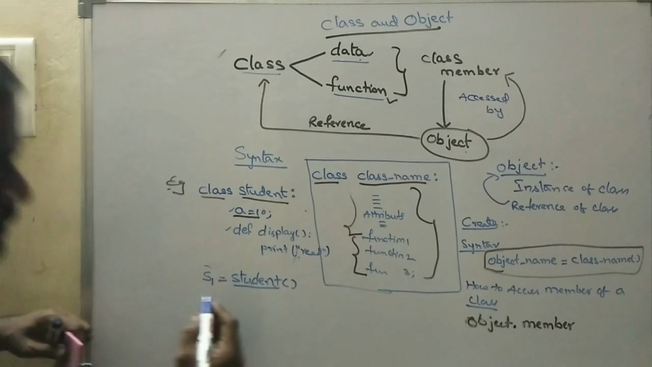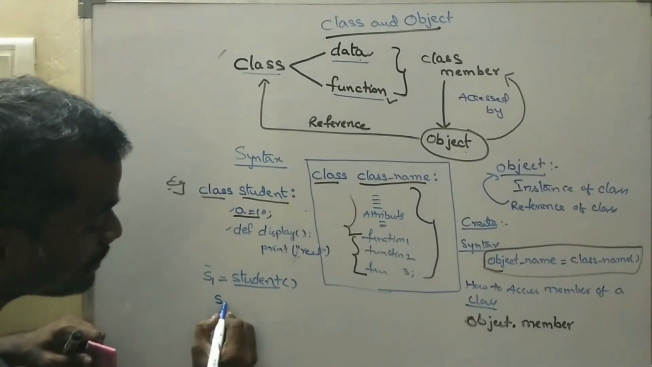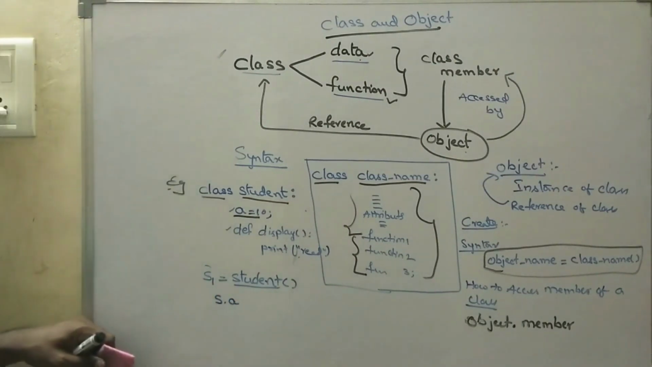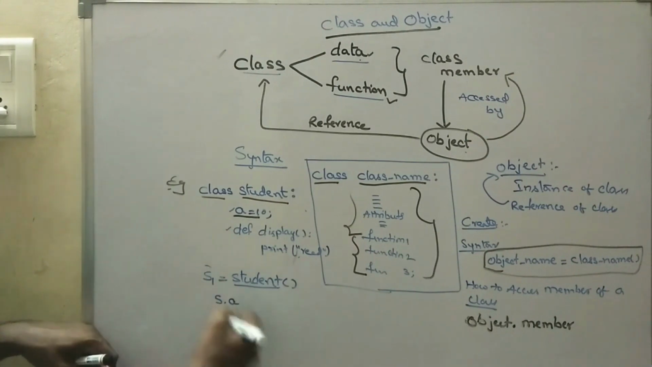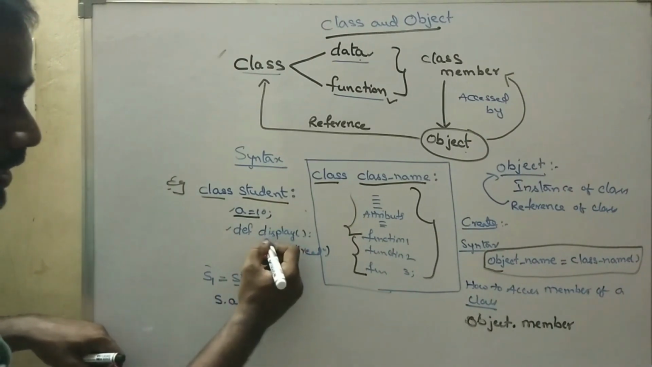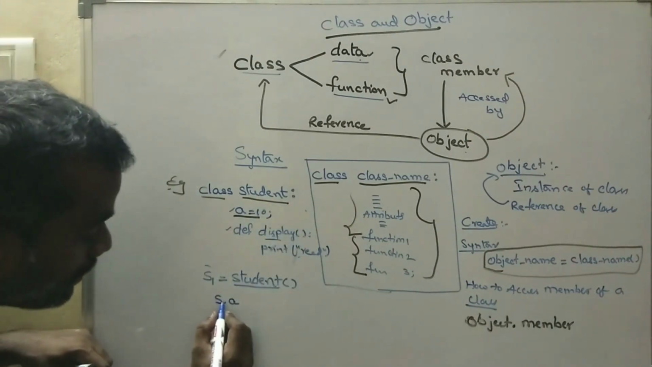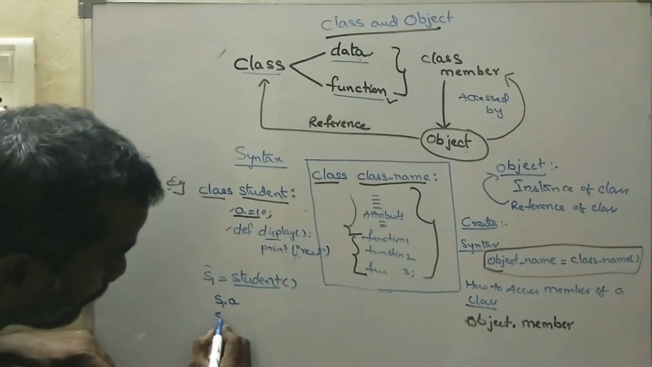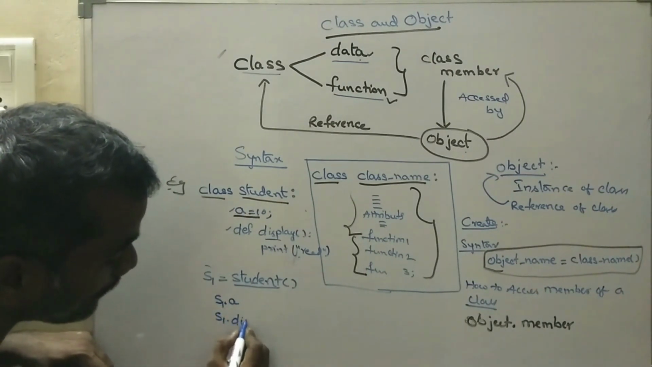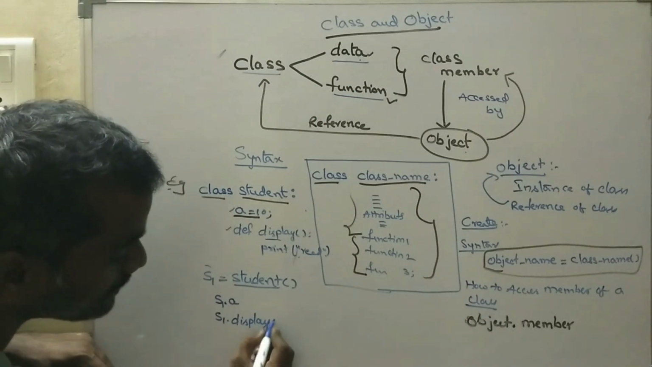Now I can access s1 dot a, and I want to call the function. What is the function I declared here? Display. Say s1 dot a, suppose say s1 dot display. If I want to access, this is the syntax.